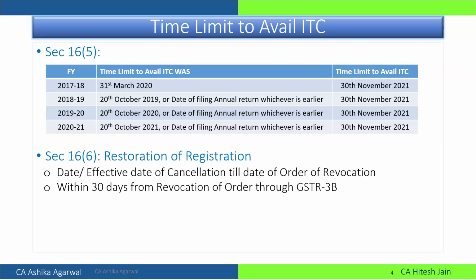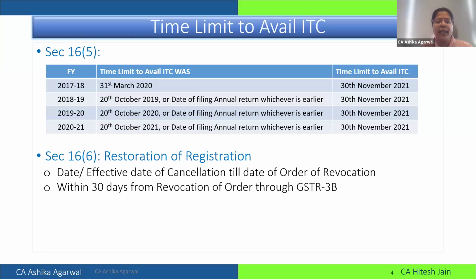Now it's a welcome move from the government that for the first 4 years from the implementation of GST, they are giving extended time, by way of 16(5), till 30th November 2021. So for 17-18, 18-19, 19-20, 20-21, if I have filed my GSTR 3B before 30th November 2021, even though it is getting time lapsed by 16(4), then also I am eligible to claim the ITC.